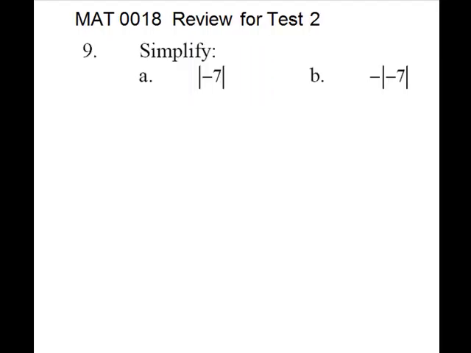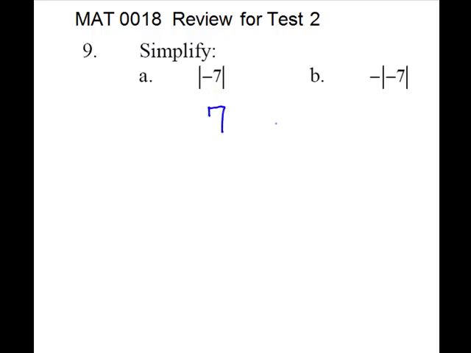For the first part of problem 9, what you want to notice that you have is you have absolute values. The straight lines mean absolute, and that's asking you a question. It's asking you how far is the number inside away from 0? How far is negative 7 away from 0? It is 7 spaces.